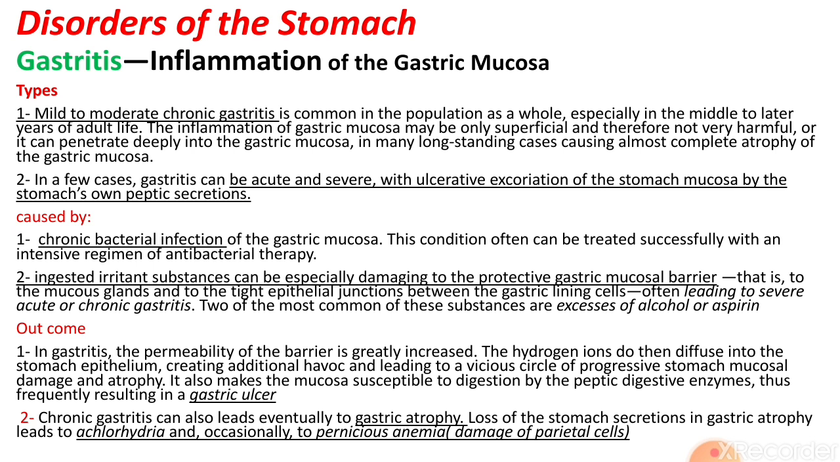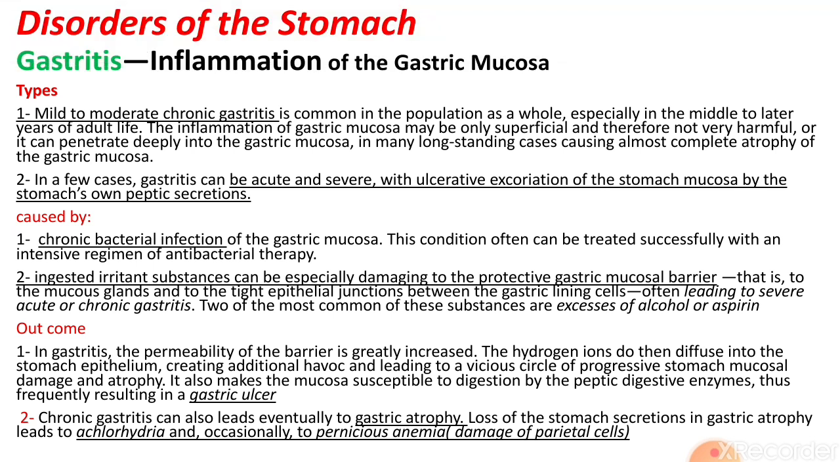Also, in chronic gastritis, due to damage in the gastric mucosa, gastric atrophy occurs, and in this case there is damage to the different types of cells in the stomach. As you know, we have the parietal cell, which secretes the hydrochloric acid and the intrinsic factor. This cell might get damaged, causing pernicious anemia.